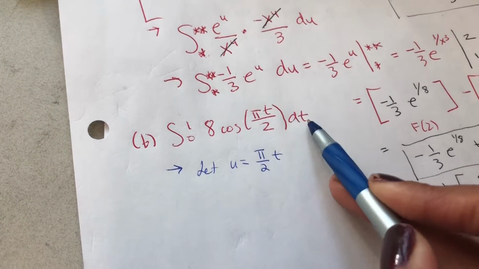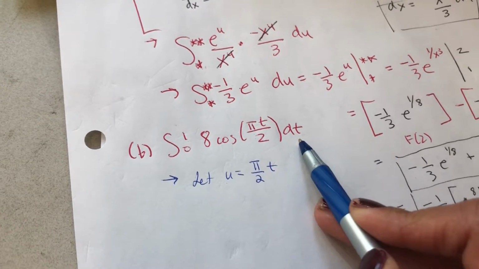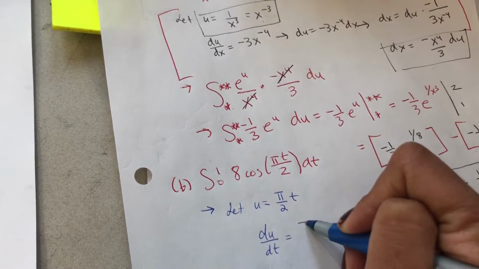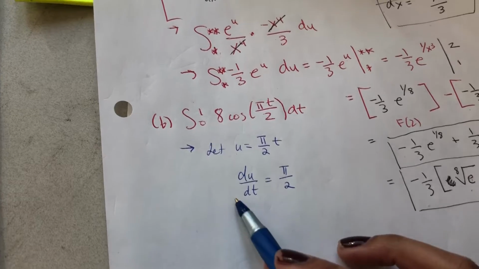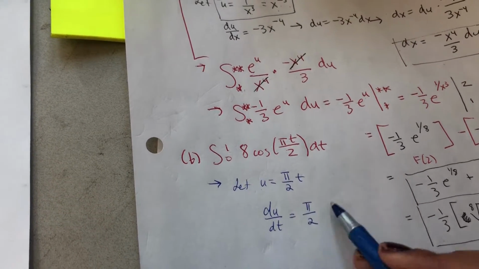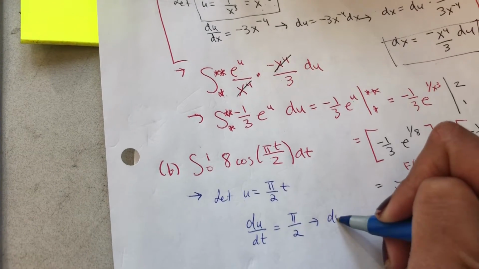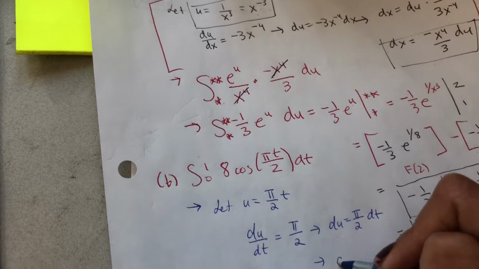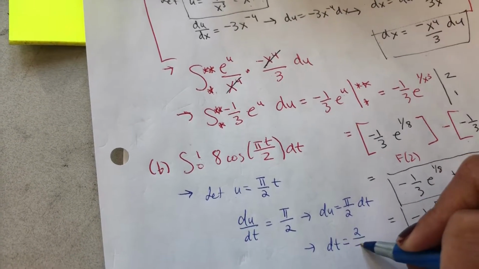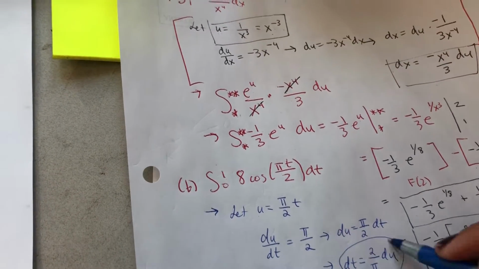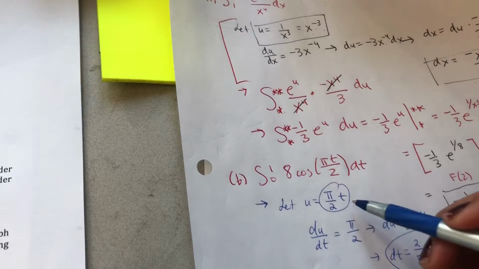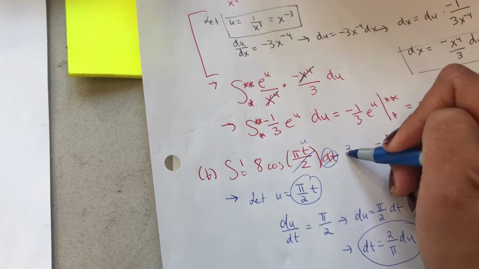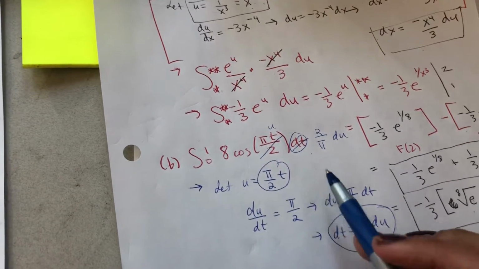But when I substitute u in here, I need to substitute dt in terms of u as well. So I'm going to take the derivative of this. I'm going to get du over dt is equal to pi over 2. And I actually want to isolate my dt. So first of all, I'm going to multiply the dt over there. So I get du is equal to pi over 2 dt. And lastly, to isolate my dt, I get dt is equal to 2 over pi du. So I'm going to substitute pi over 2 t with u, and dt with 2 over pi du, so that everything's in terms of u.